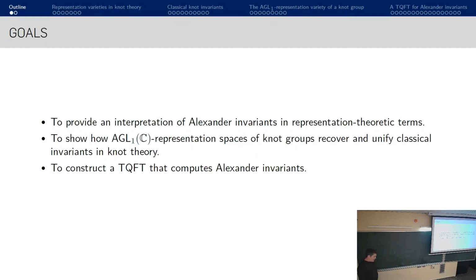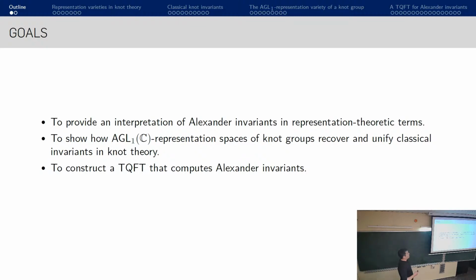Alexander invariants, and by Alexander invariants I mean the Alexander polynomial and the Alexander module. We're going to review some classical definitions, and the first goal is to provide an interpretation entirely in terms of representation theory. We'll see what this means, okay? Exactly how representing the knot group onto AGL1, which is the group of affine motions of the complex plane, recovers and unifies many things related to the Alexander polynomial. On its own, it's a treatment that I think unifies several classical things.